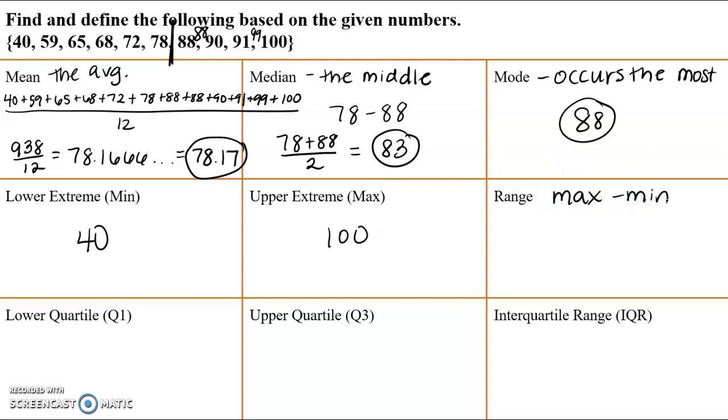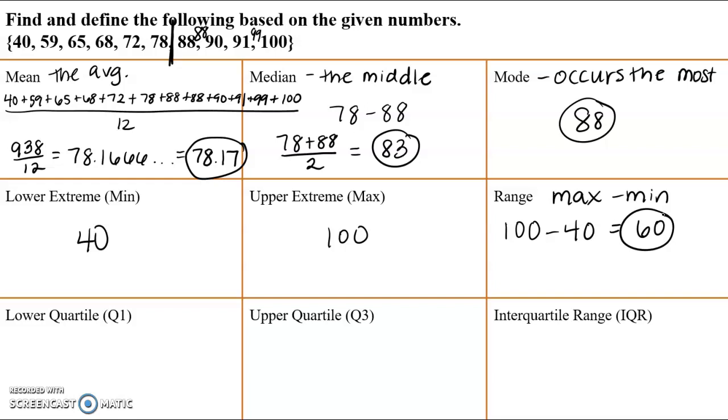This is a measure of spread. This tells us how spread out the data is. Now, when you find the range, you don't just say from 100 to 40, you actually do the subtraction. The maximum was 100, the minimum was 40, so the range here is 60. There was a range of 60 points on these math tests.